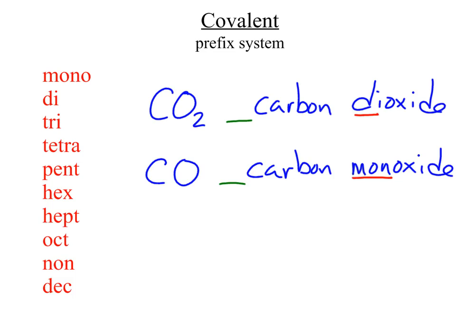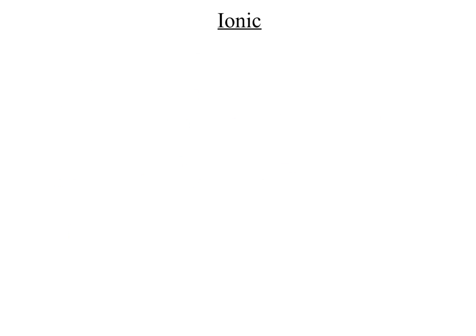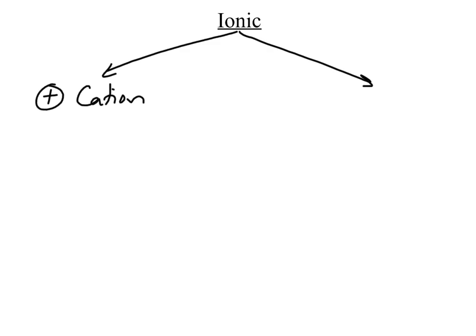And other covalent compounds will have similar naming conventions. Ionic is going to be a little bit trickier. When we look at ionic, remember that an ionic compound has two parts. It has the positive ion part, which is the cation, and it has the negative ion part, which is the anion.